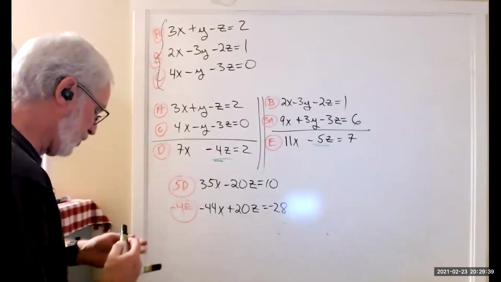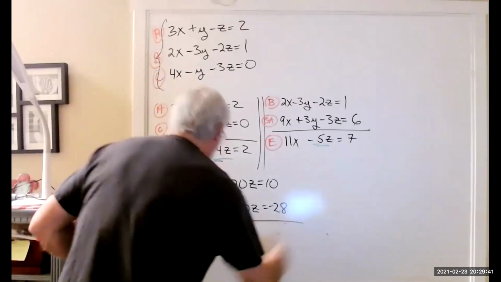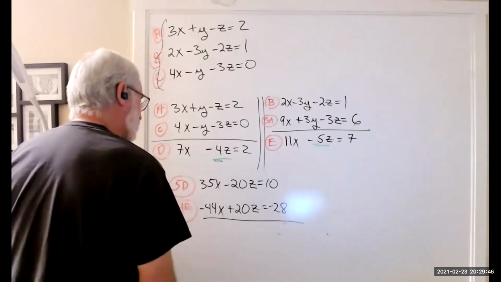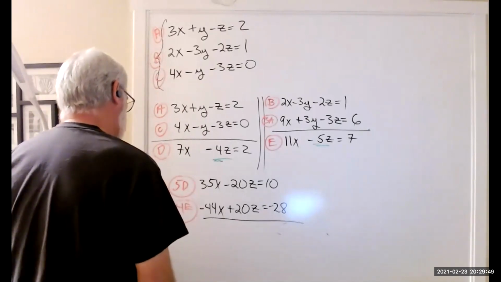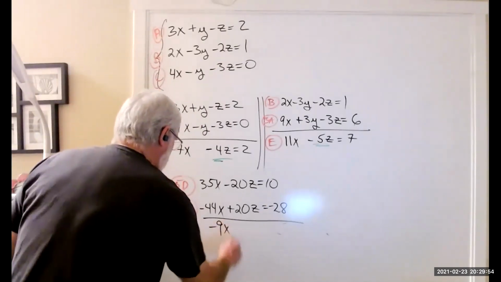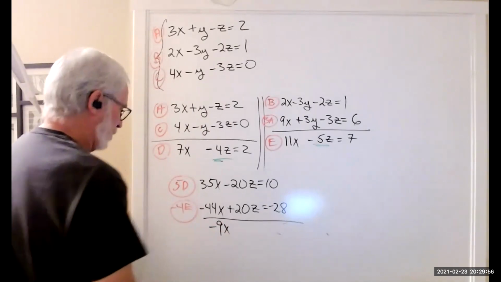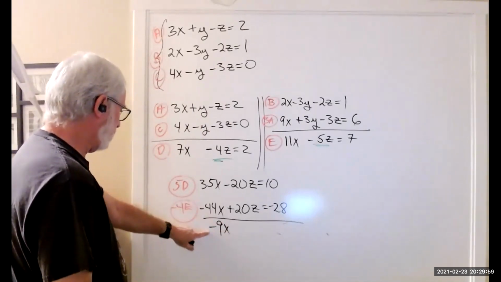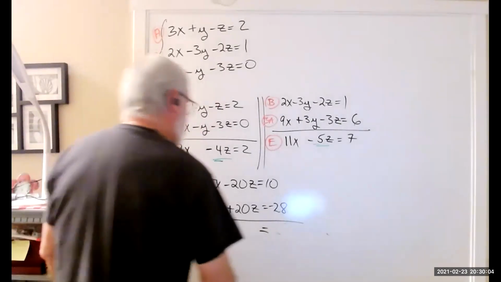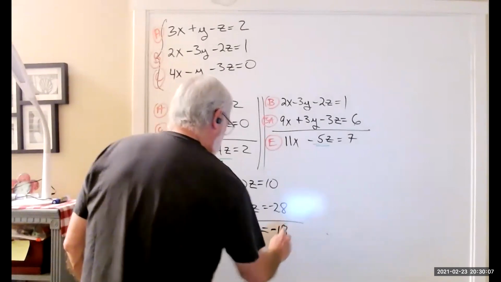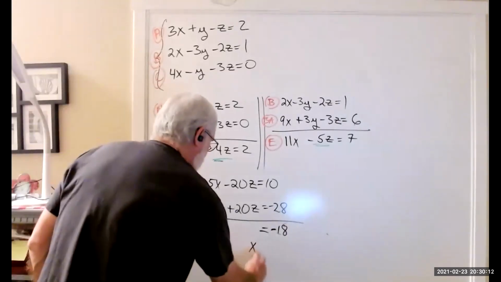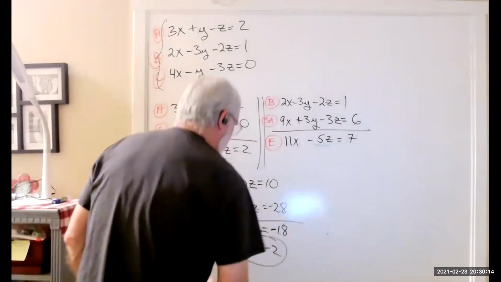So if I add these two together, I get, oh God, what's that? 7 and 4 is 11x. Is that right? No. 9x? Negative 9x? Maybe I need a calculator. Maybe I'm falling asleep. Negative 9x. Is that right? Yes. Equals 18 negative. Is that right? Yes. So x is negative 2 again.